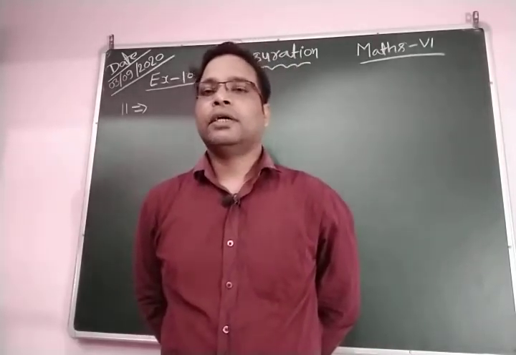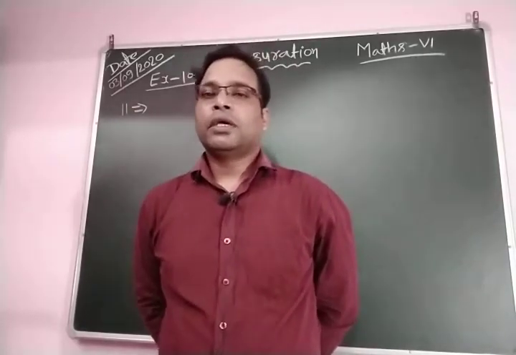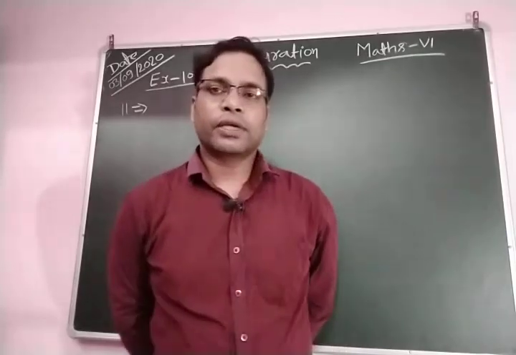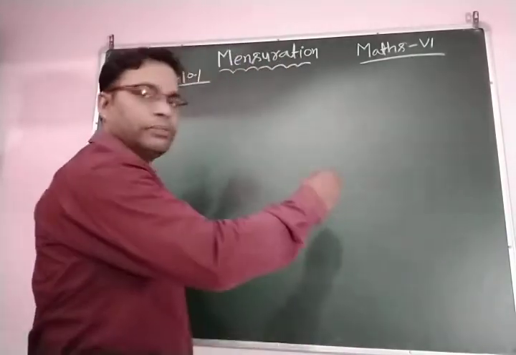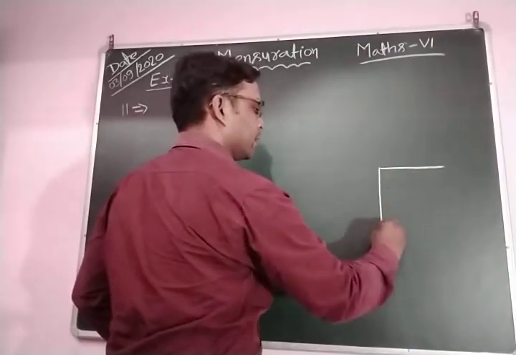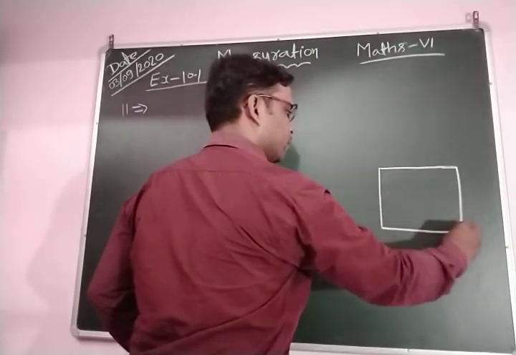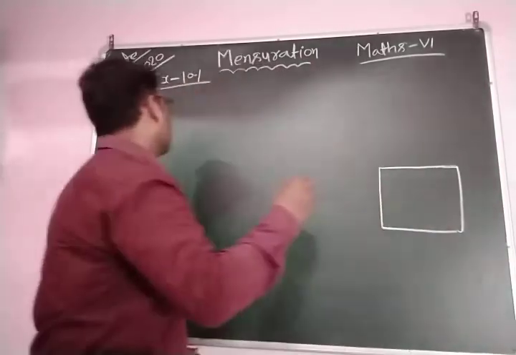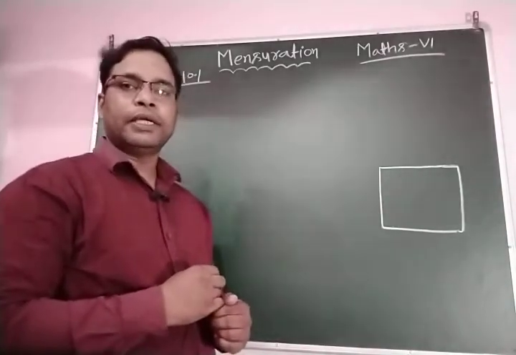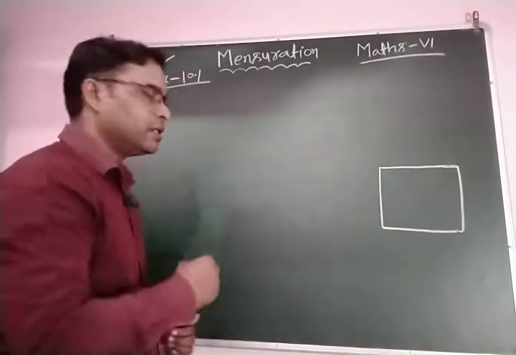A square is a four-sided polygon with all sides equal. A square has four sides. Okay, so you can see the shape of square is like this. Suppose this is the square. Okay, so first we write the length of string is 30 centimeter long.